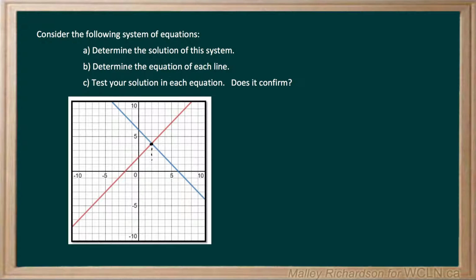So we follow this line all the way down, and we can see that x is positive 2, and then we follow our intersection all the way to the y-axis, and we can see that y is positive 4. So therefore, the solution is where x equals 2 and y equals 4. Now let's move on to b, where we want to find the equation of each line. So let's start by finding the equation of our blue line.